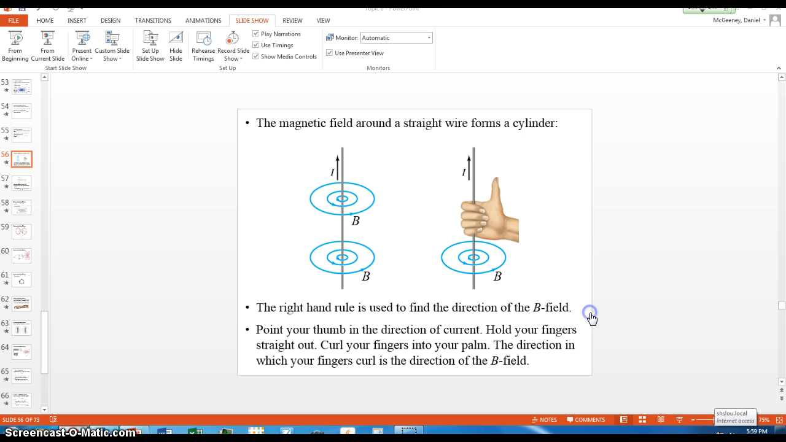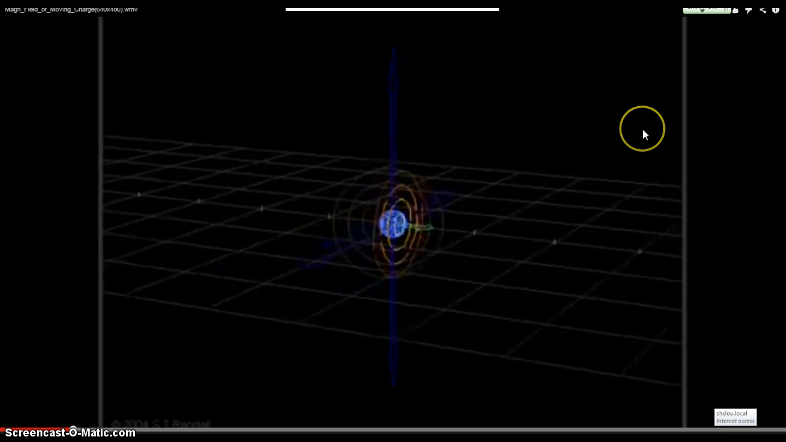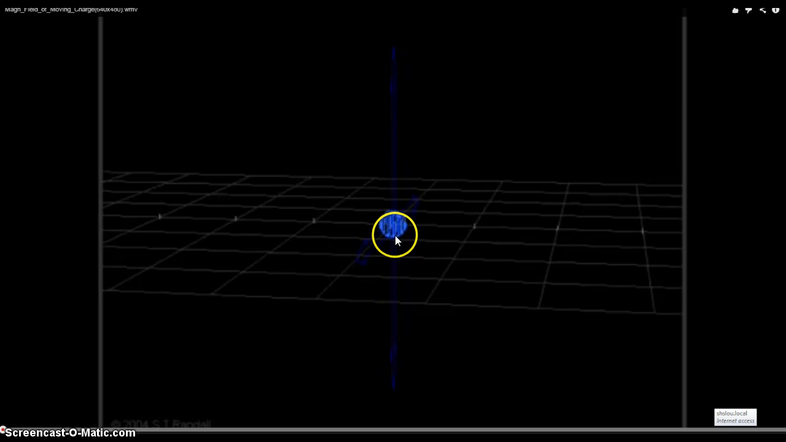Now, this video is really good. It demonstrates it. It is, however, wrong. There's one small thing which is wrong. So let me go all the way to the beginning. So that right there is a charge. At the very start, it's not moving. So you don't see any magnetic field lines. You don't see any circles.